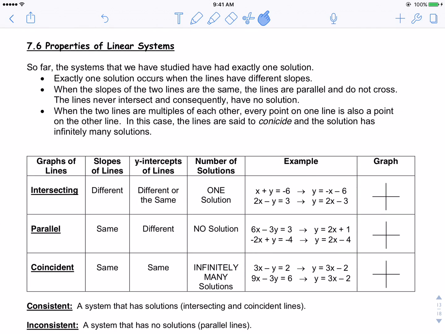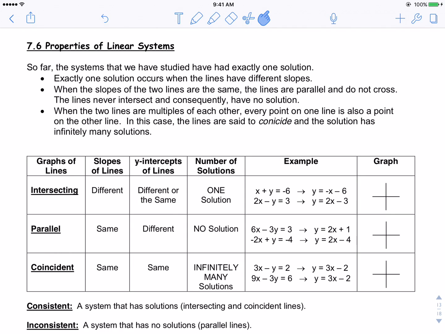So we talked a little bit about 7.6 in class when we first started chapter 7. 7.6 doesn't give us anything new, but what it does do is it looks at different solutions to linear systems. Okay? When we were graphing, we were finding that the lines would crisscross once. That would give us a solution.